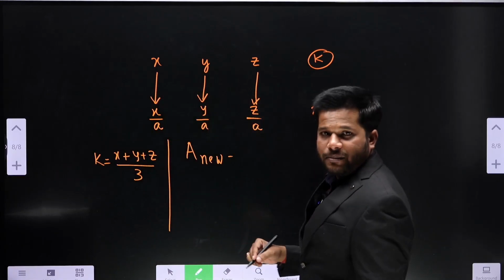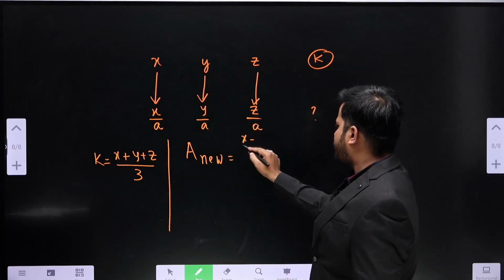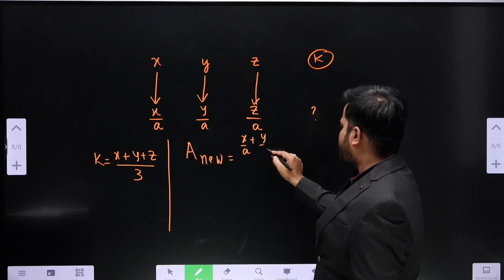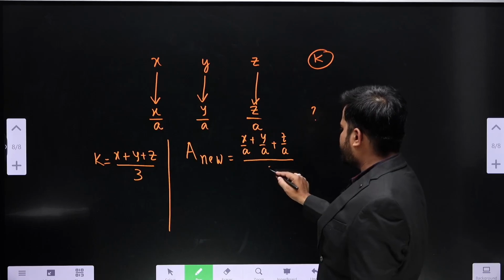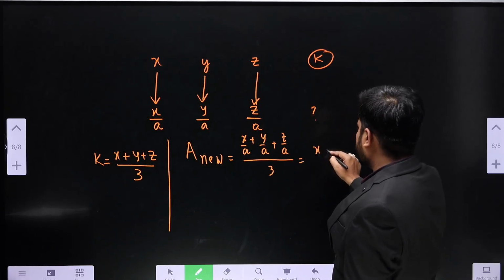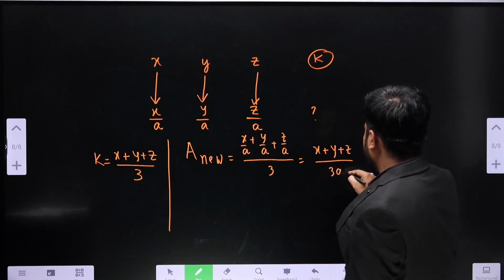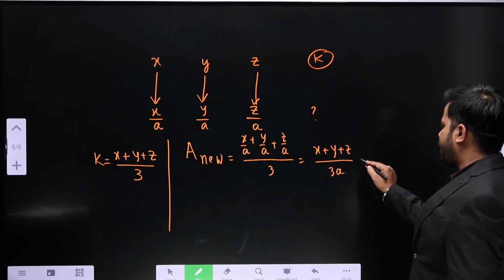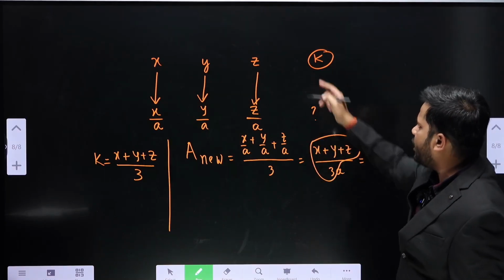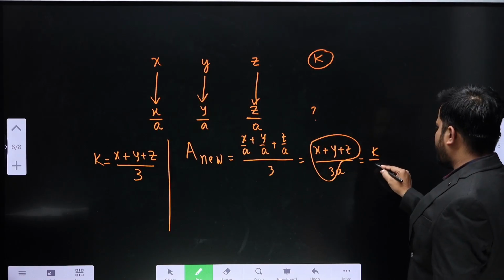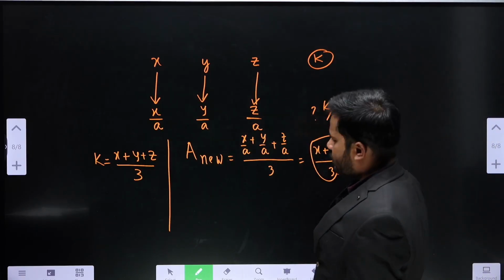A new will be the sum of all of them divided by the total number of terms, that is x by a plus y by a plus z by a, whole divided by 3. Now that will be what? x plus y plus z divided by 3a. Now what is x plus y plus z? That is k. This part is k or not? This is k. So the answer would be k by a, or not? So what is your answer here? This would be k by a.